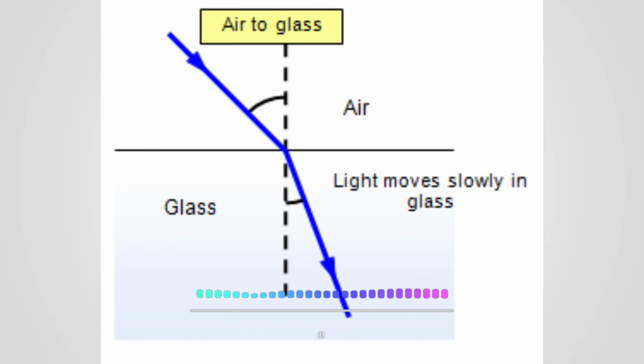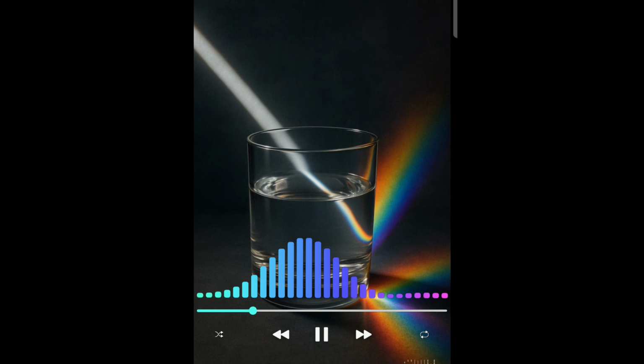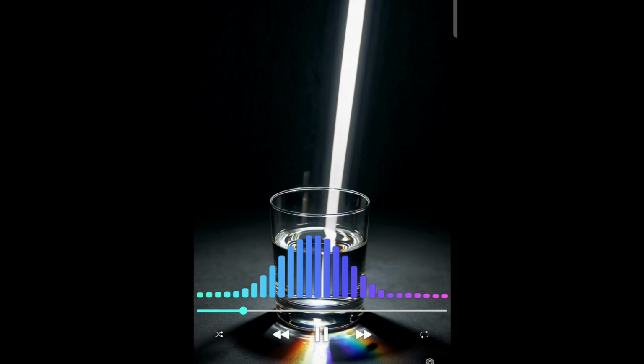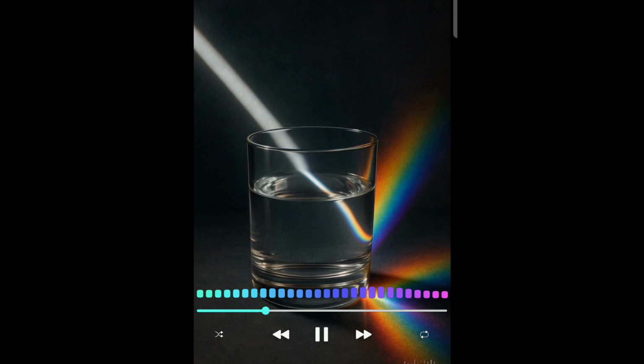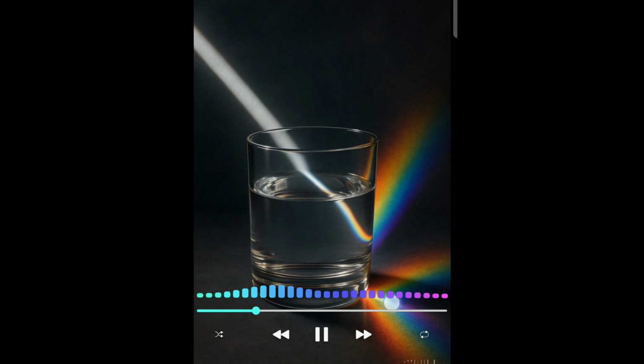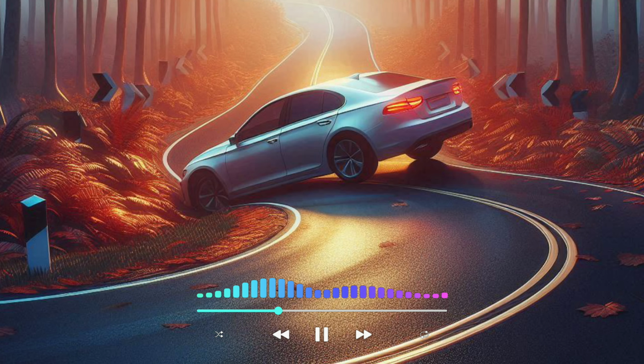Refraction is basically the bending of light as it passes from one transparent medium into another. It bends because the light actually changes its speed. Imagine running across pavement and then suddenly hitting thick mud. You'd slow down, and if you hit the mud at an angle, you're going to veer off course. Light does something very similar when it enters a different medium.